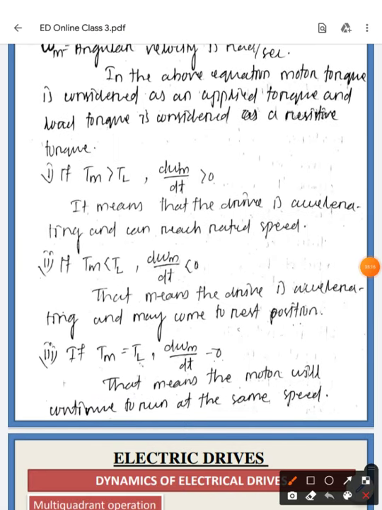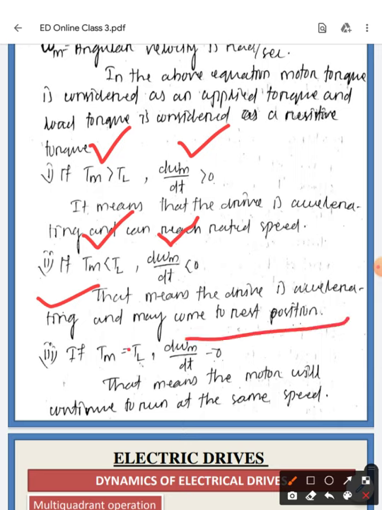In the above cases what we have studied, if Tm is greater than TL, then the rate of change of angular momentum, d omega m by dt, should be greater than 0. And if Tm is less than TL, that is your motor torque is less than your load torque, then d omega m by dt is less than 0. That means the drive is decelerating and it may come to the rest position, because the Tm value is less compared to the TL, that's why it may come to rest.